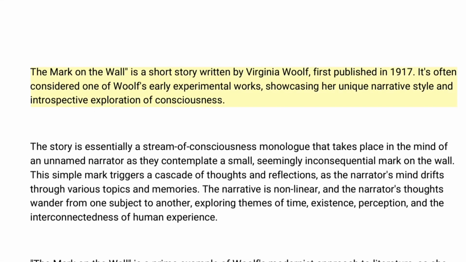The Mark on the Wall is a short story written by Virginia Woolf, first published in 1917. It's often considered one of Woolf's early experimental works, showcasing her unique narrative style and introspective exploration of consciousness. The story is essentially a stream of consciousness monologue that takes place in the mind of an unnamed narrator as they contemplate a small, seemingly inconsequential mark on the wall.